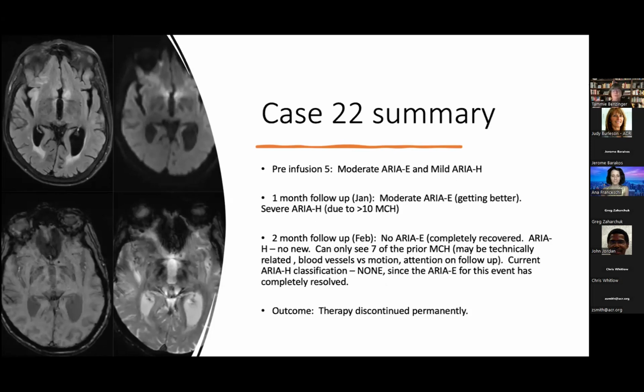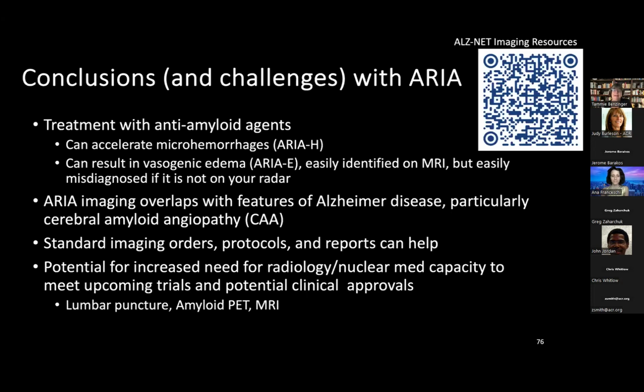And so, again, just really highlights the role that radiology has in these patients. And so with that, again, here's the link to those ALZNet resources. Just want to remind you that treatment can accelerate microhemorrhages and vasogenic edema, and this is what we call ARIA. It does overlap with what you think about for CAA, which is good news. We know how to diagnose CAA. If you standardize your orders and protocols and reporting, that can help a lot. And you should think about how you're going to handle this increased capacity, potentially, not just for MRI, but also for lumbar punctures and amyloid PETs, depending on your practice setting.